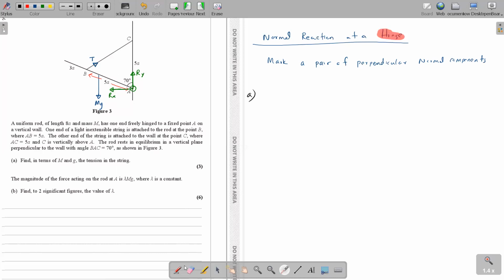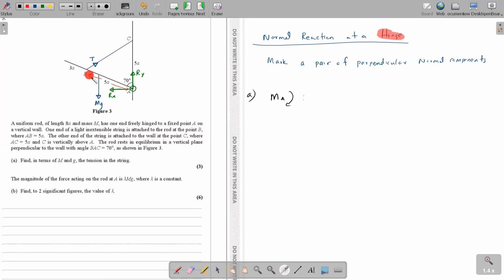The best thing to do here is to take the tension. I will take moments around what? Which place is the best? A. A, exactly. Because if I take moments around A, both of these forces don't come in. So let's take moments around A.